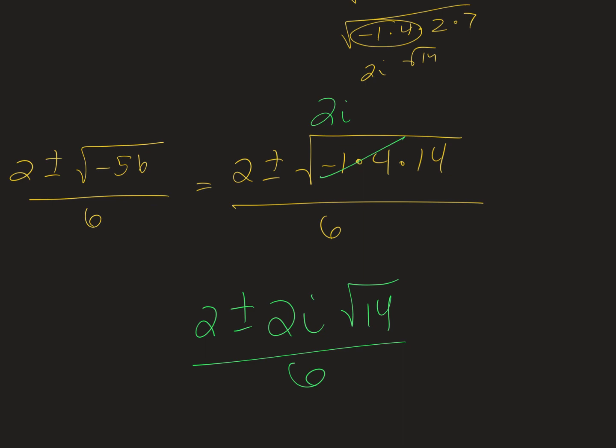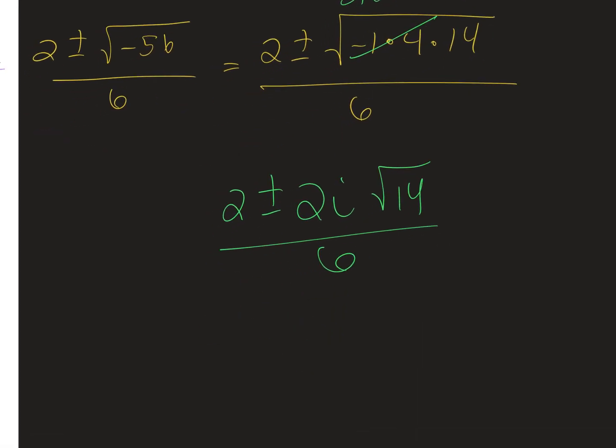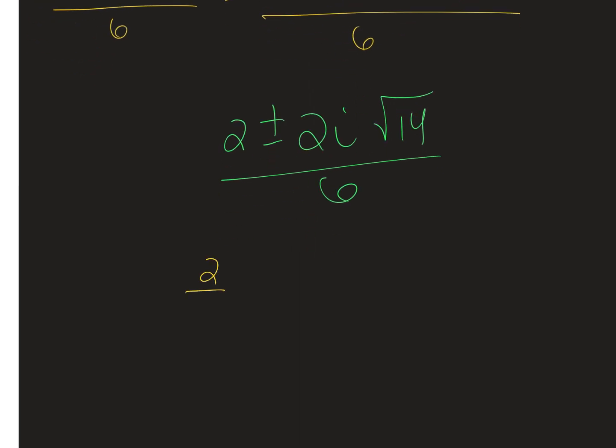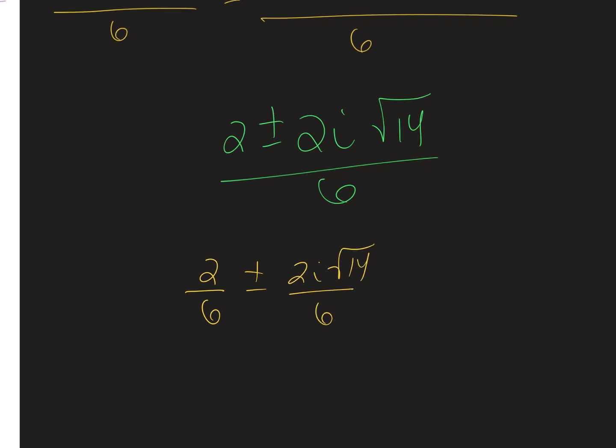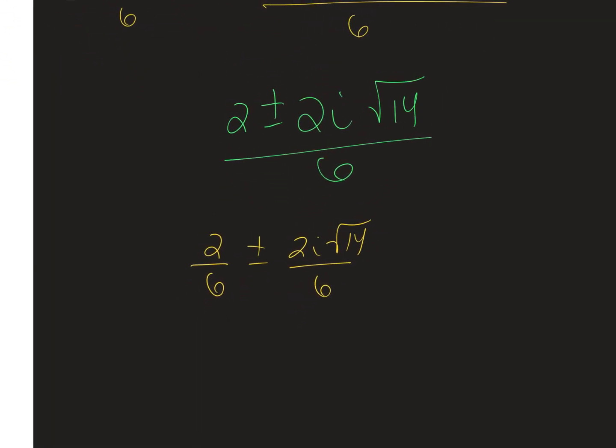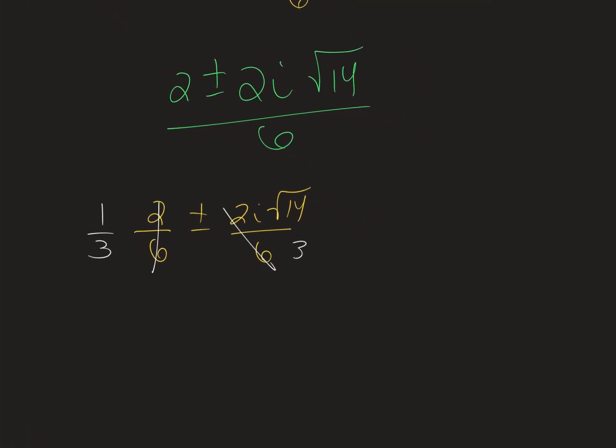Here's a big common mistake we make. You guys go, okay, this becomes a 1, this becomes a 3, there's my answer. Is that true? No. You have to look at these independently. This is 2 over 6 plus minus 2i root 14 over 6. You can simplify both of these. 2 over 6 becomes 1/3. And this becomes i root 14 over 3. You can leave it separated if you want: 1 over 3 plus minus i root 14 over 3. Or, since they both have the same denominator, you can put it back together.